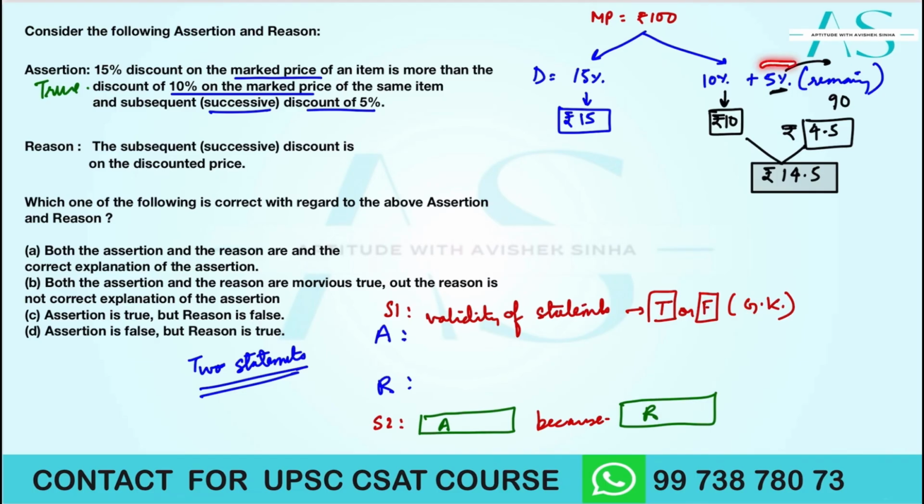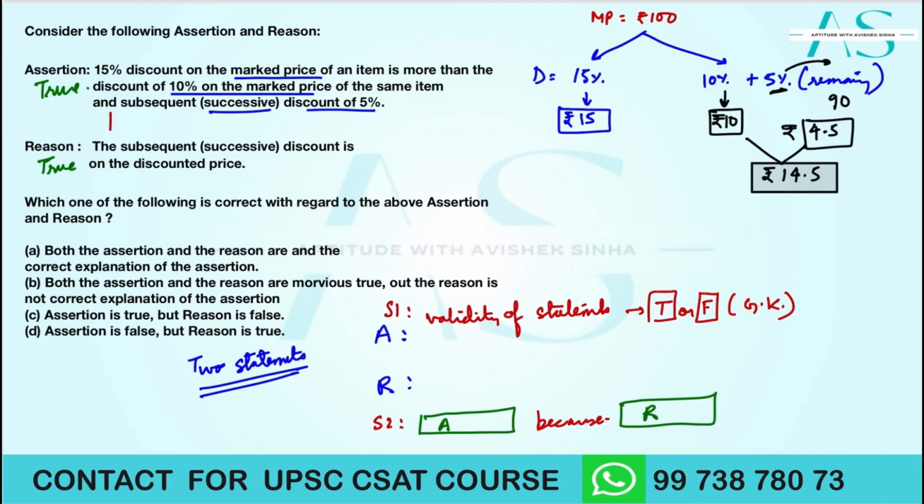ये जो subsequent discount था 5% का, ये आप remaining amount पे करते हो, not on the original value. ये original value 100, but you are doing this on the remaining of ₹90. So this statement is also true. The successive discount is always on the successive value or on the discounted value or on the changed value. So both these statements are true.